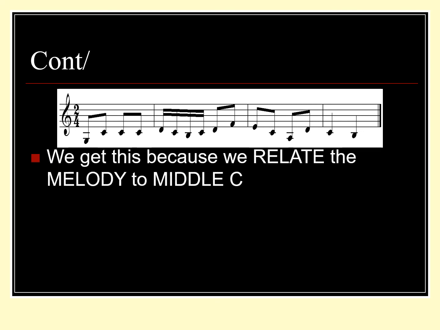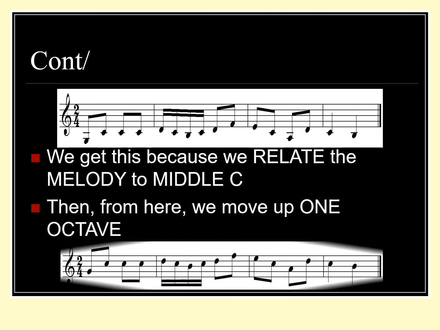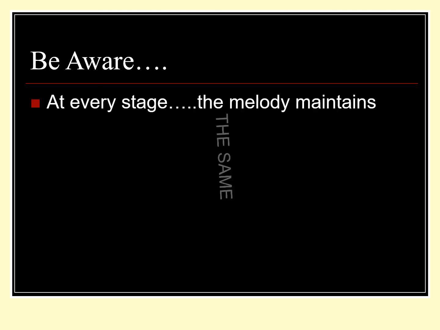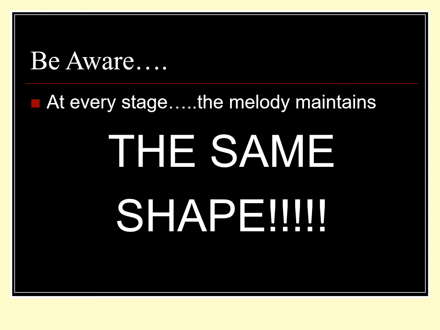We get this because we relate the melody to the middle C. Then from here, we can just simply move it up an octave. And it would look like this. And as I say before, look at this shape. Now the shape never changes. So as long as you've got the right shape, you're definitely moving in the right direction. Just make sure you've got the right notes and the right key and octave. Be aware, at every stage, the melody maintains the same shape. That's as simple as it is.